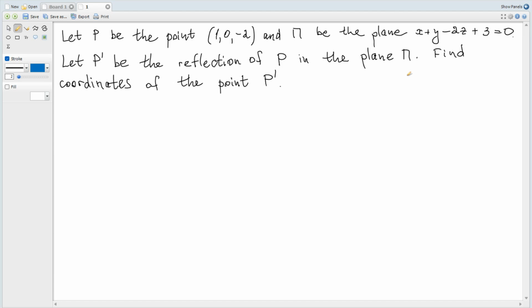Let P be the point with given coordinates and pi be the plane with given equation. Let P prime be the reflection of P in the plane pi. Find coordinates of the point P prime.